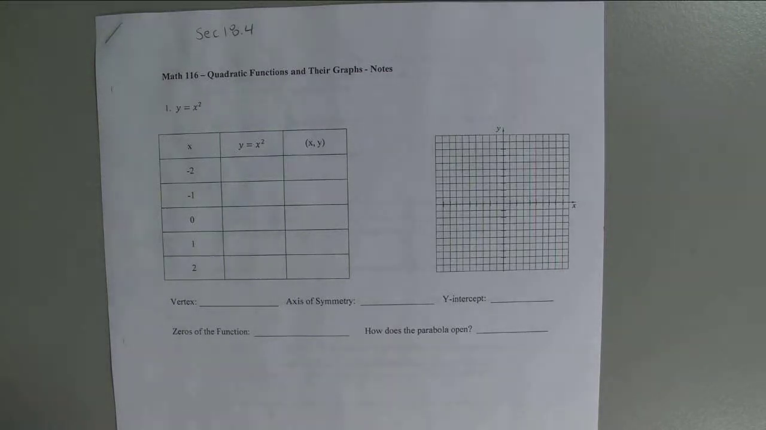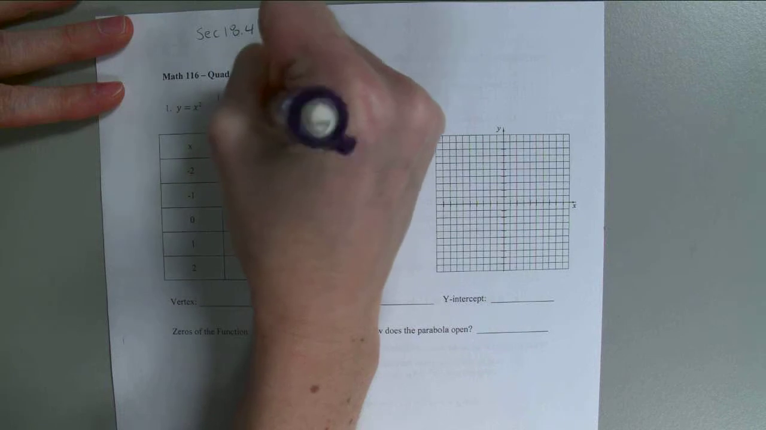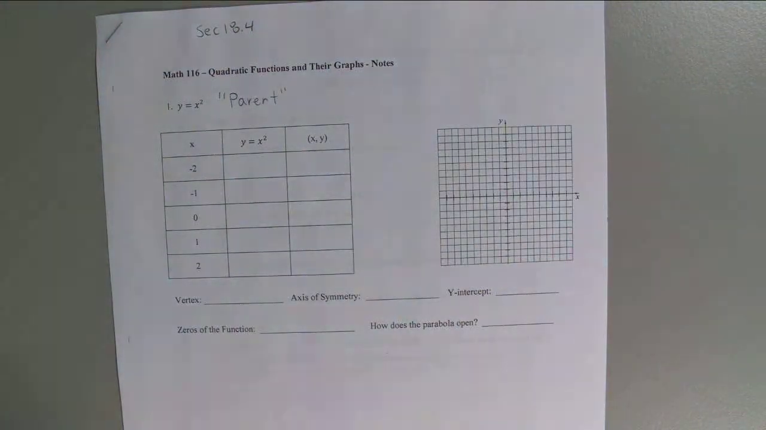So this y equals x squared, I call it the parent function. Why do I call it the parent function?